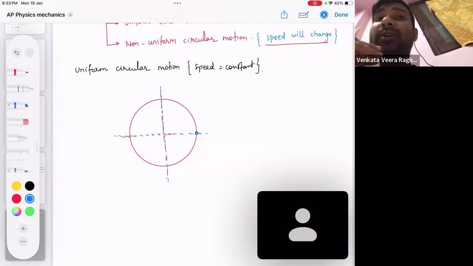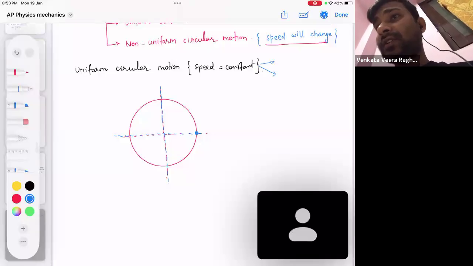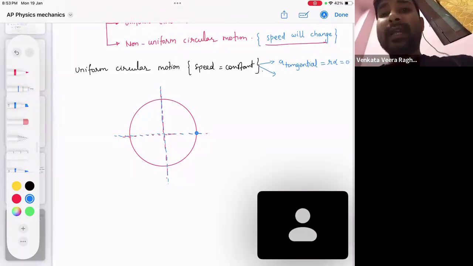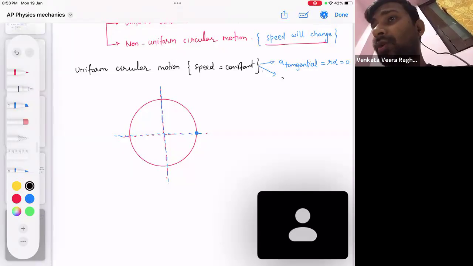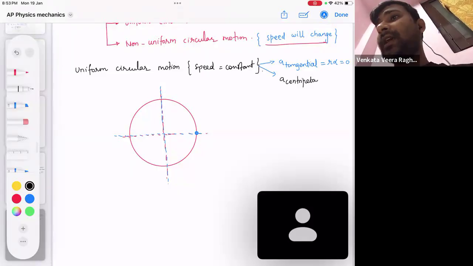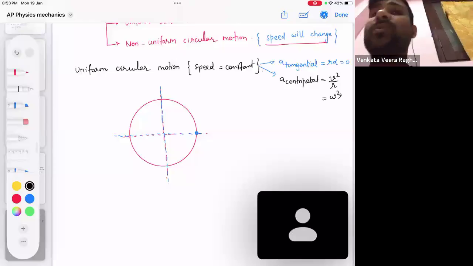The component of acceleration which is responsible for speed change. Here speed is constant. So what acceleration will be zero? The tangential acceleration, which is also equal to r alpha, that is going to be zero. But does that mean the total acceleration is zero? No. There is one more acceleration called centripetal acceleration. And how much is that? V square by R, and V is equal to R omega also, so omega square into R.